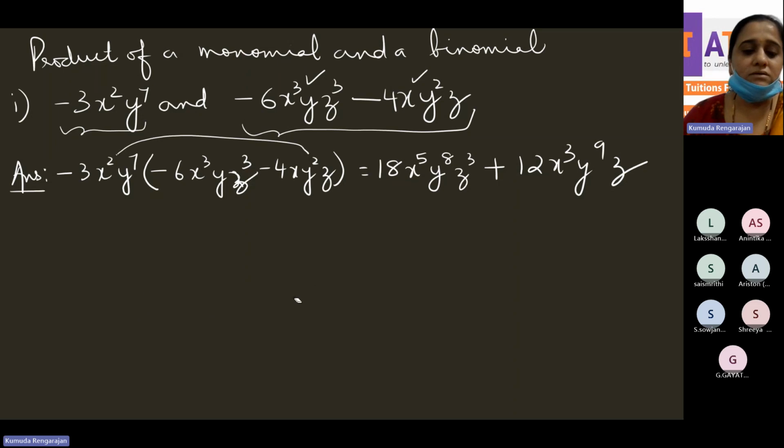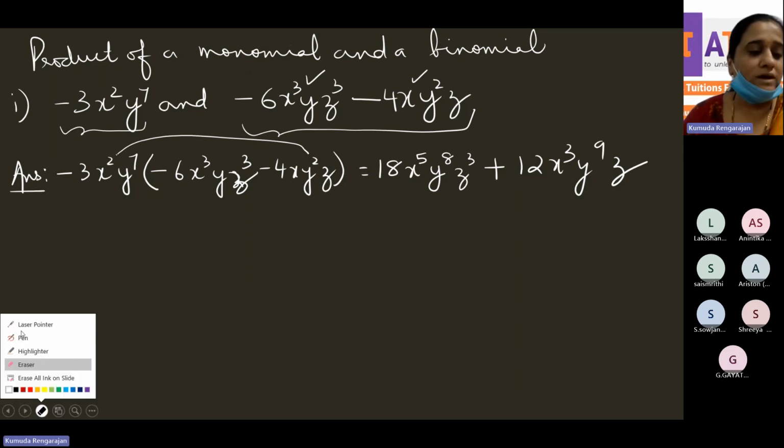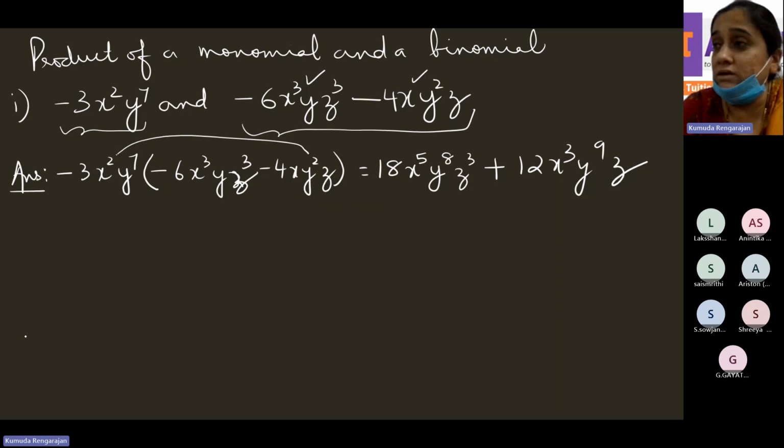So that's how we multiply a monomial and a binomial. Write the monomial outside the bracket, meaning start off with a monomial, open bracket, write the binomial, close the bracket. That's it. One-step solution. This is just one step.